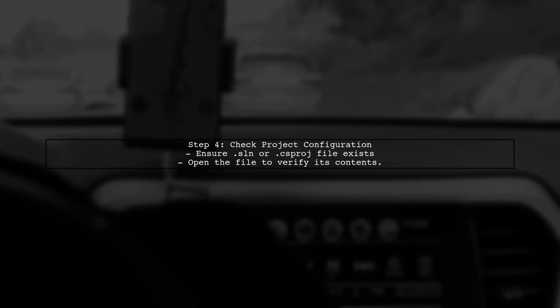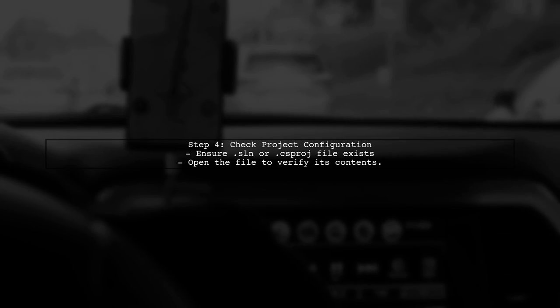Another common issue is the project configuration. Ensure that your project has a valid .sln or .csproj file. Without these, OmniSharp may not function correctly.